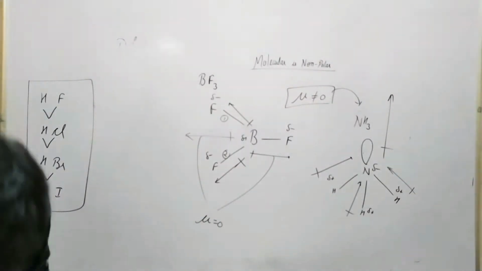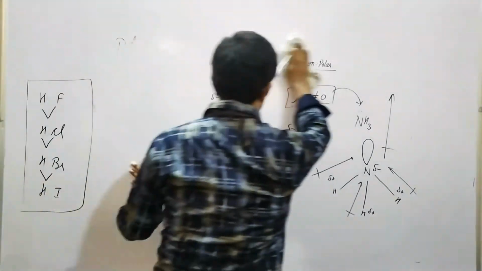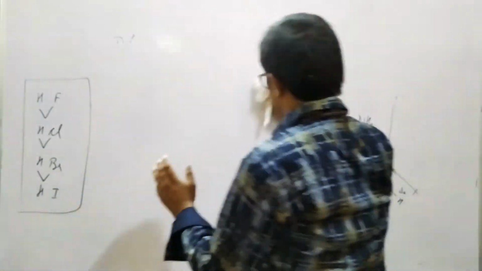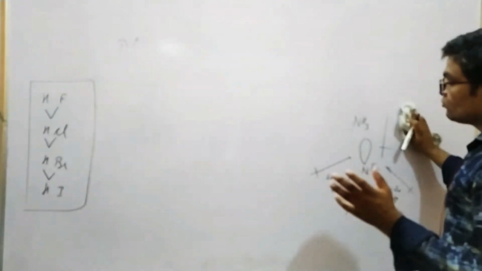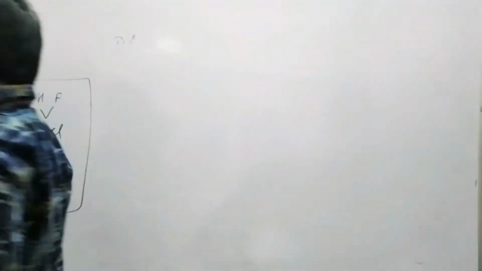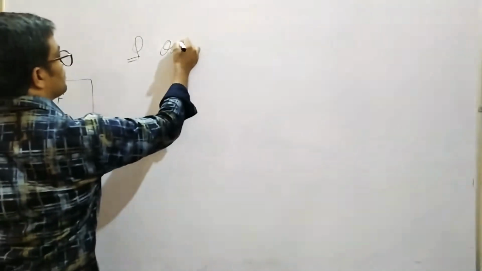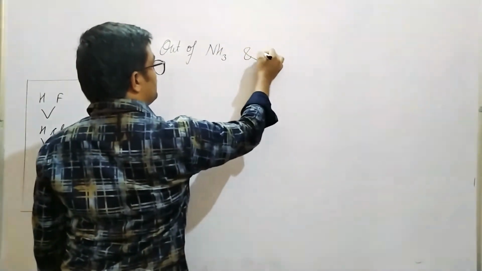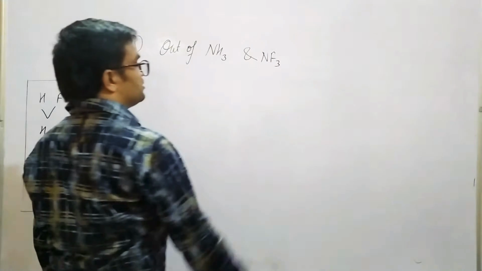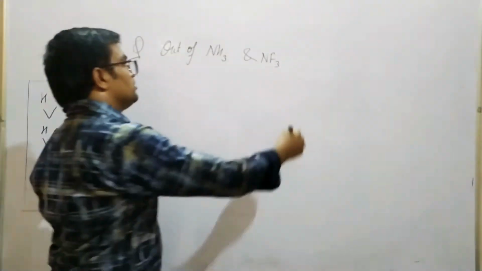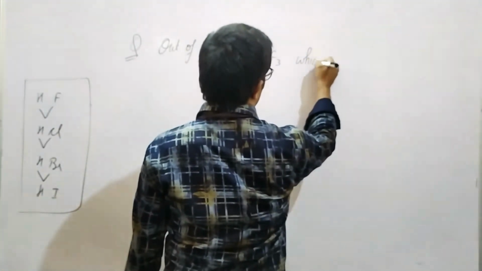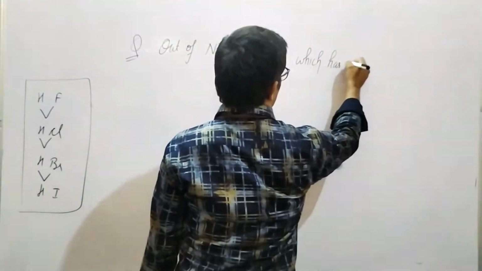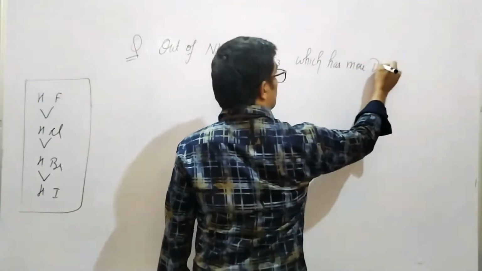If someone asks which is more electronegative, you should study that electronegativity is the tendency to attract the shared pair of electrons present in the covalent bond. And the question once asked is: out of NH3 and NF3, which has more dipole moment?